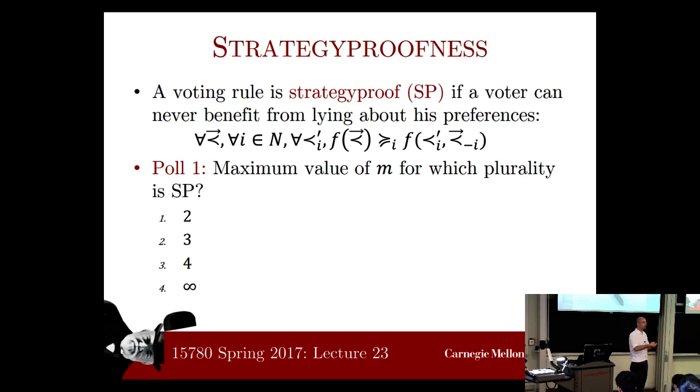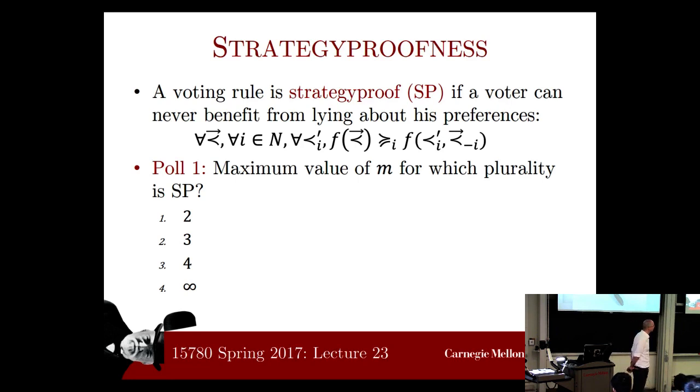Okay, so this is sort of the difference between Nash equilibrium and a dominant strategy, right? Here we want truth-telling to be a dominant strategy in this game. So it's a very strong definition. Yeah? Can you be a bit more precise about the definition?